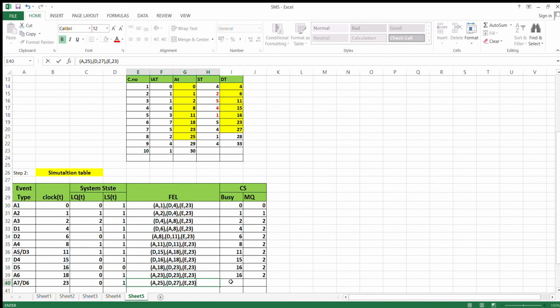E23. To calculate visit time, either you can calculate current arrival minus previous arrival or you can calculate departure minus its own arrival. 23 minus 18, 5 plus 16, 21. So maximum Q is 2. Next minimum event is 25 but the estimation time is 23. We need to stop the simulation. So busy time is 21. Maximum Q is 2. Clear.